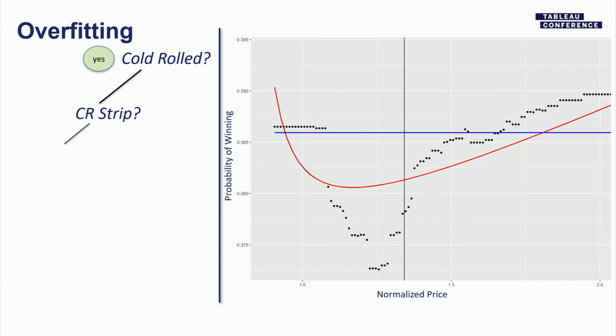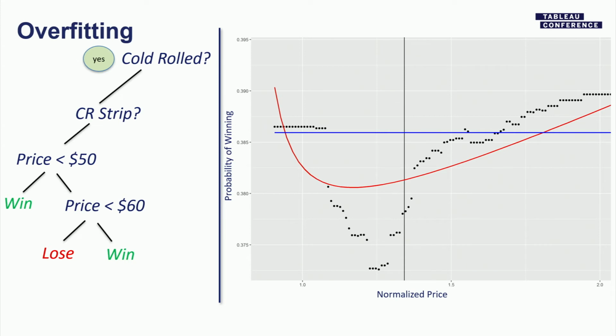So if it's cold rolled, if it's yes, okay, is it a strip product, which is just further refinement? If it is, okay, let's look at the price now. Well, if it's under $50, we tend to win. If it's over $50, okay, what do we do next? If it's under 60, we see that we lose. But if we look at over 60, we see that we win. And so now we found our problem.